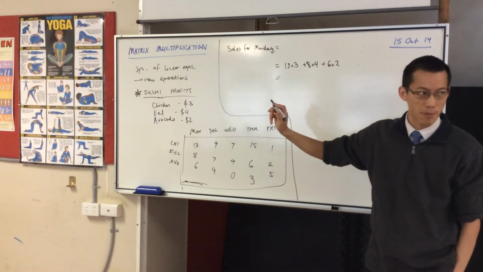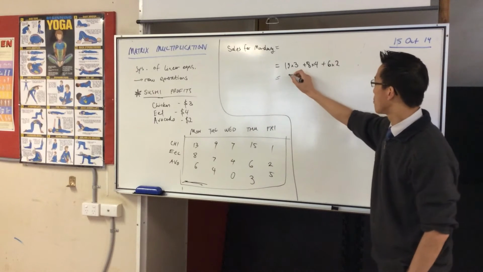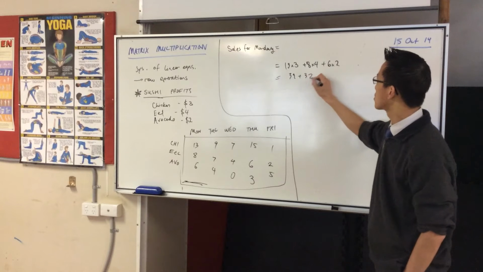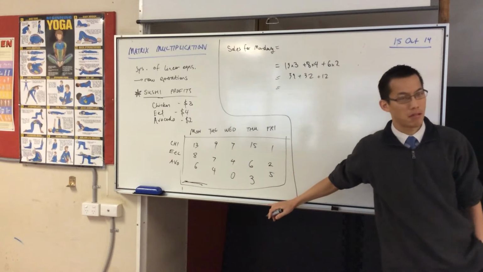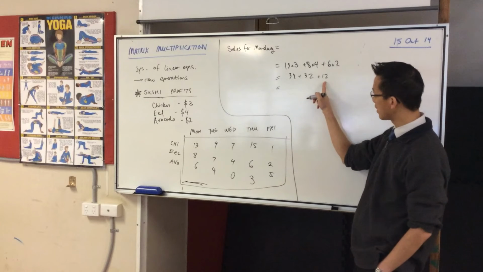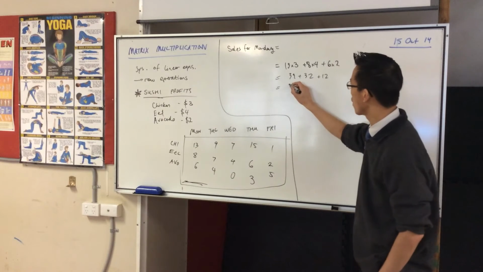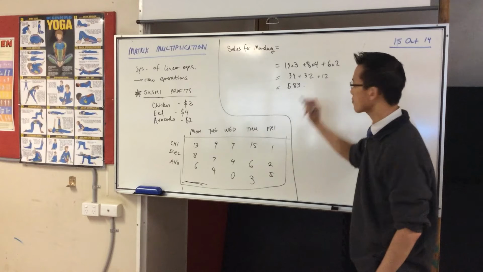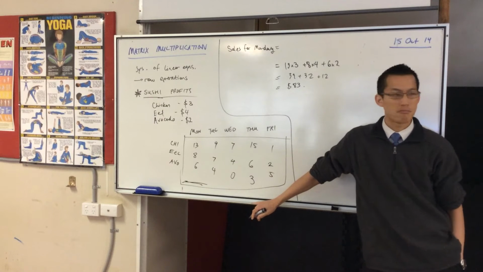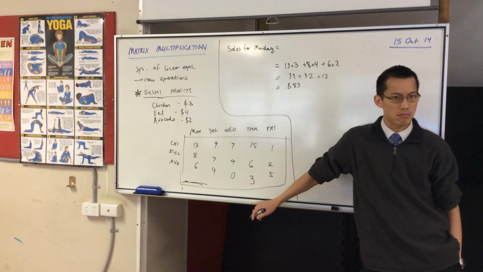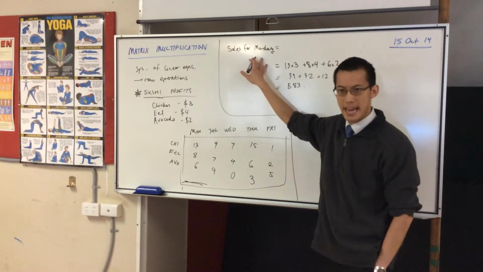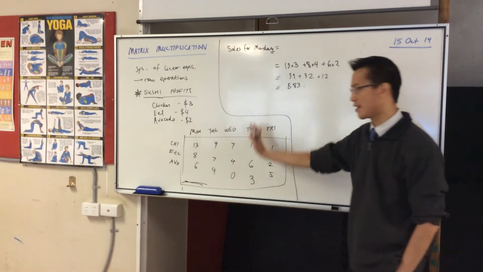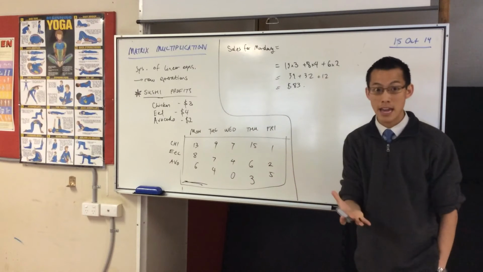Okay, these numbers are small enough, we can deal with this, right? 39, 32, 12, let's see. 39 plus 12 is 51, plus 32, that should give you $83. You okay with that? So far so good? Okay. Now this process, getting the sales for one day, is exactly the same for all the other days, right?